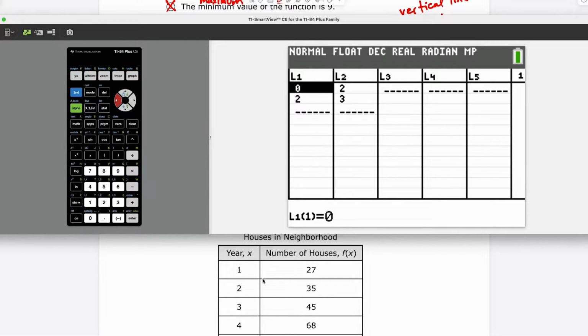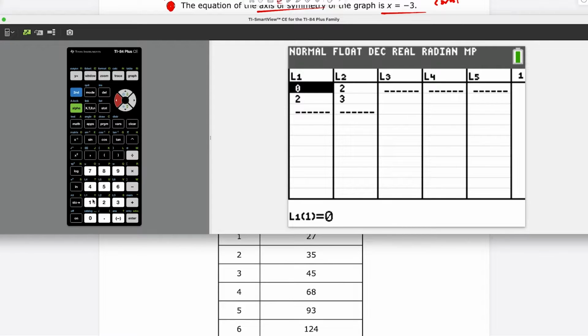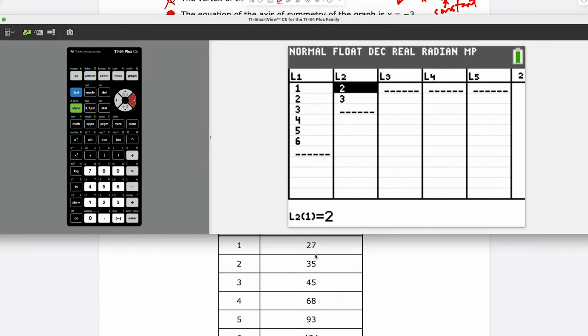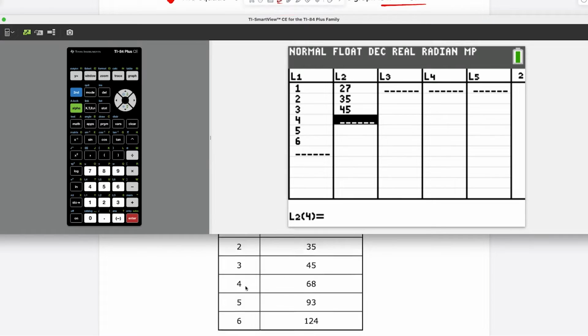So we're going to type in the x values. We have 1, 2, 3, 4, 5, 6. Okay, so I'm just going to go straight down the line and type in these numbers. And then next we're going to type in the y column. So after the x column is finished, we're going to go back up to L2 here and type in the y values. So we have 27, then we have 35, we have 45, and we have these remaining numbers here.